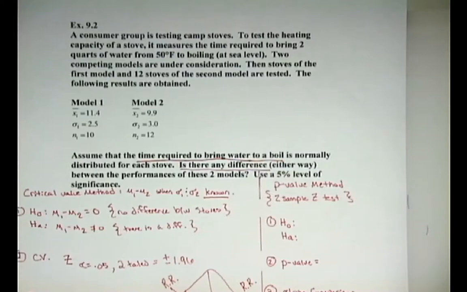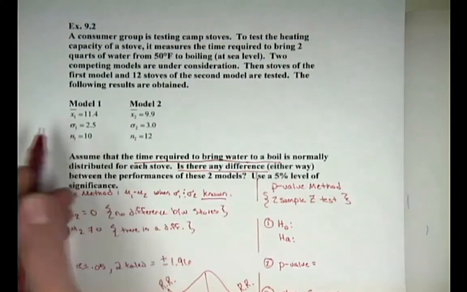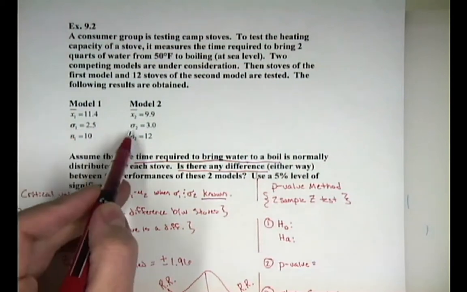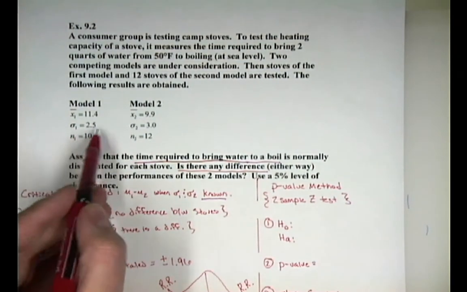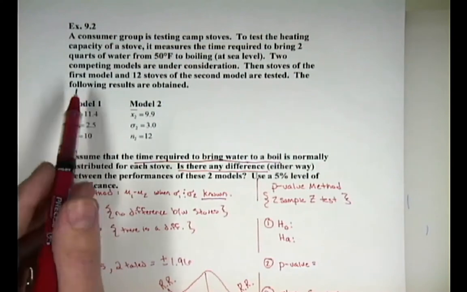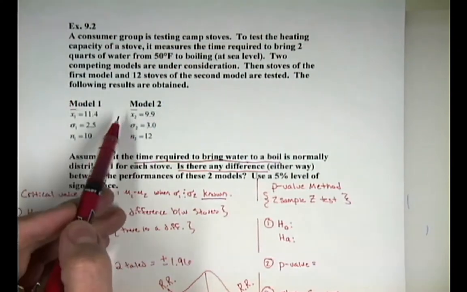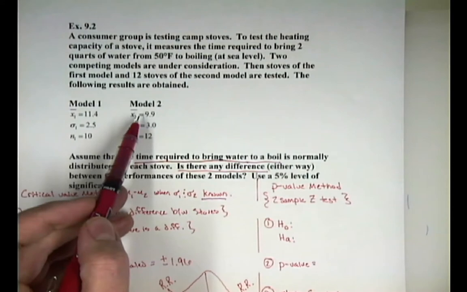Alright students, so this is page 103, example 9.2, and this is testing a difference of means when the population variances are known. So we know sigma 1, sigma 2, the population standard deviations. If we know the standard deviations, of course we know the variances. We're trying to compare these two models of stoves, okay?